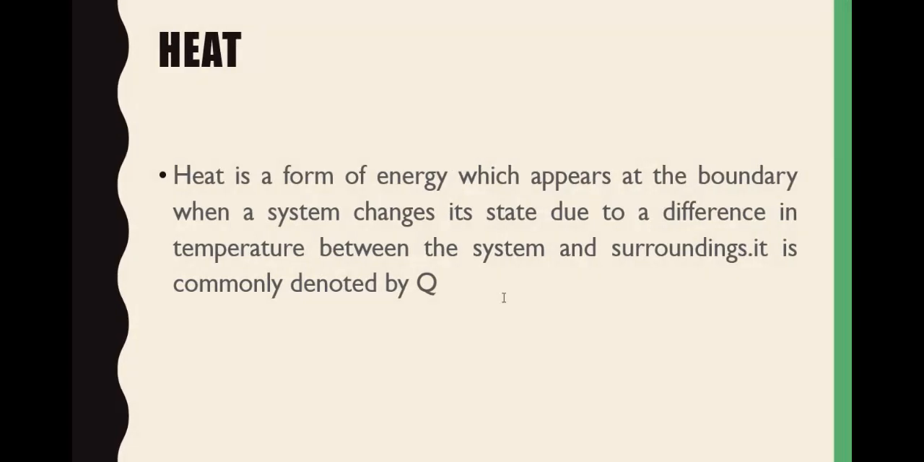Okay. Then heat is a form of energy which appears at the boundary when a system changes its state due to a difference in temperature between the system and surroundings. That is, because of the temperature difference between the system and the surroundings, the system's state will change. That form of energy is called heat.